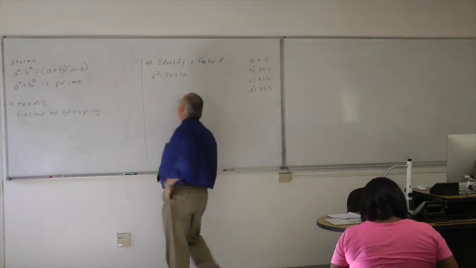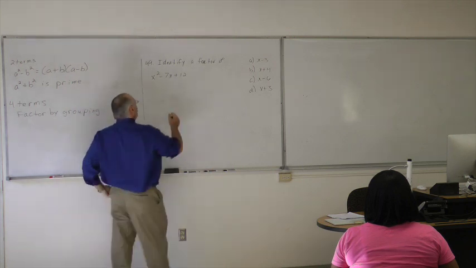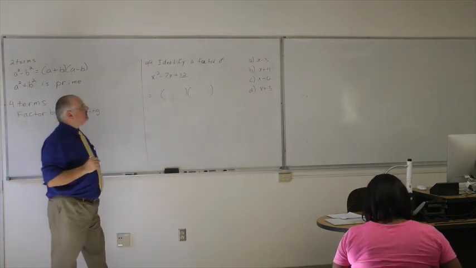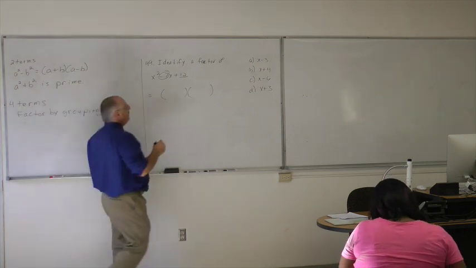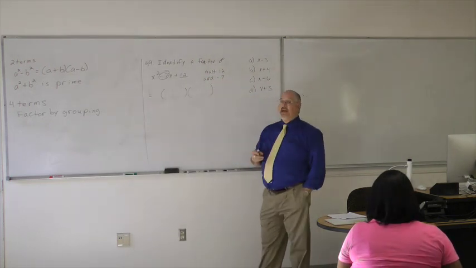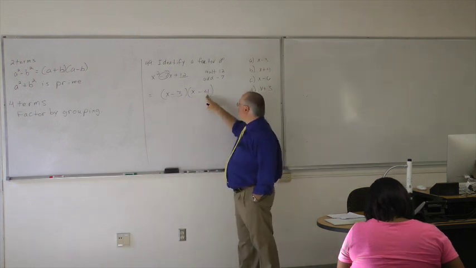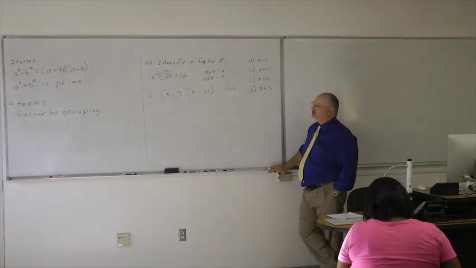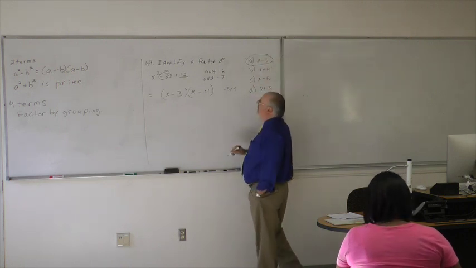All right, so let's talk about this one. Because we have a leading coefficient of 1, we can factor this trinomial by what I call the easy method. So we need to find 2 numbers that multiply to C, which is 12, and add to the middle coefficient, negative 7. Negative 3 and negative 4. So we have x minus 3 and x minus 4. Those multiply to 12 and they add to negative 7. So what's the right answer? It's going to be A. x minus 3 is one of the factors.